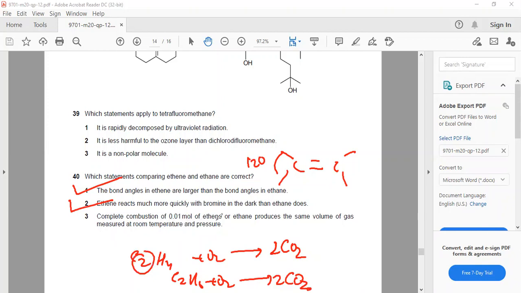Complete combustion of 0.01 mole of ethene and ethane produces the same volume of gas at room temperature and pressure, meaning not about water. No water, because water is not a gas. They are talking only about carbon dioxide. Yes, 1 mole, 2 moles. So obviously 0.01 mole also forms the same 0.02 mole of gas. Same volume also, obviously, because 1 mole means 24 dm cube. Got it? Okay. All three are correct.